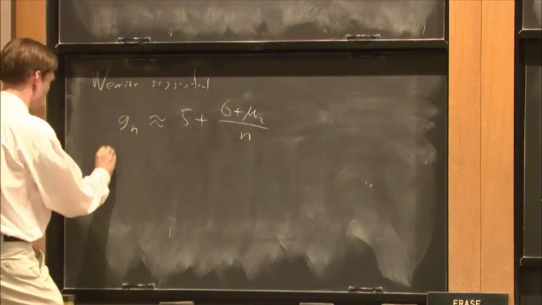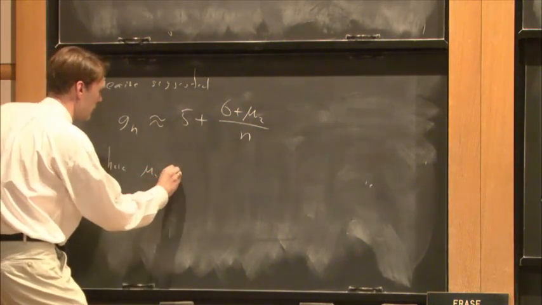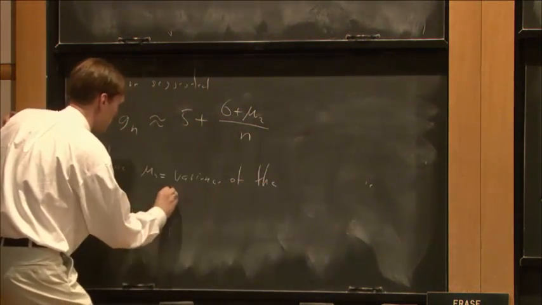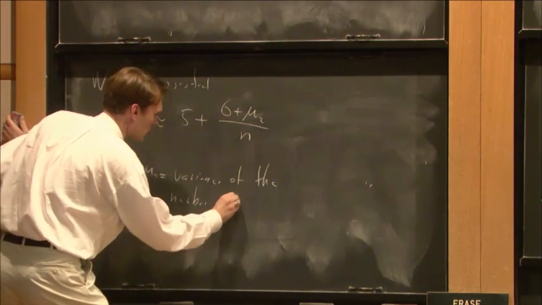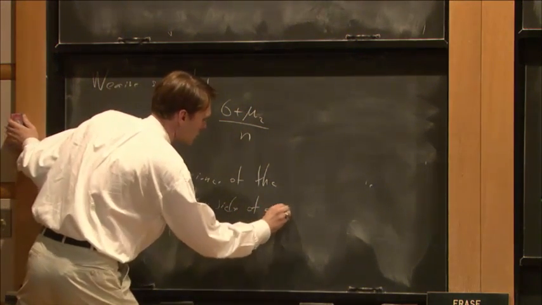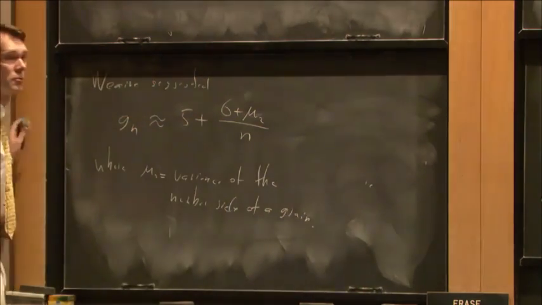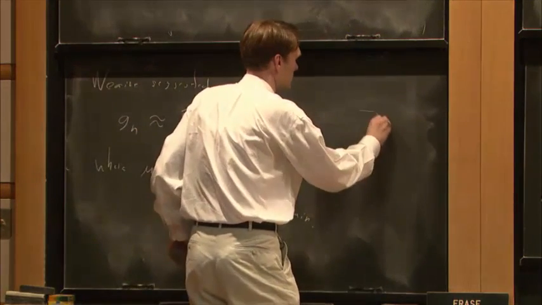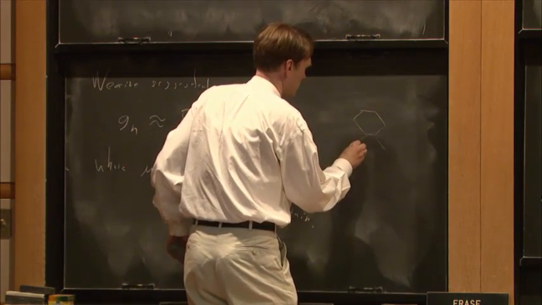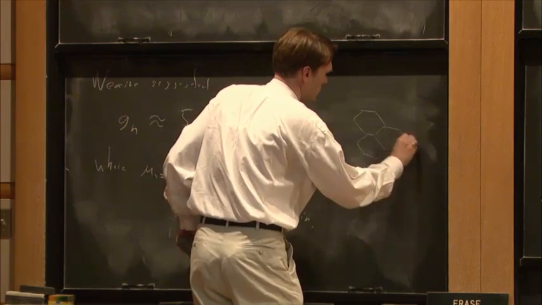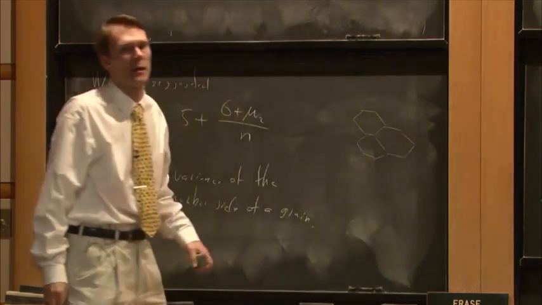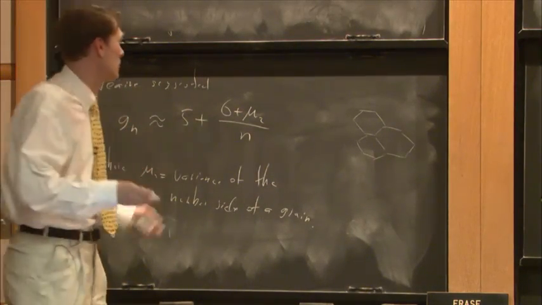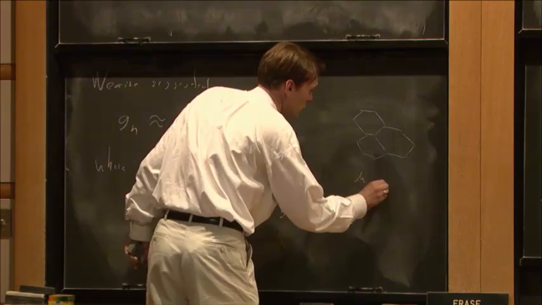where mu2 is the variance of the number of sides of the grain. For instance, you can see that if I take the hexagons in the plane, here every grain is a hexagon, so there's no variance. So in this case, mu2, the variance, is 0.